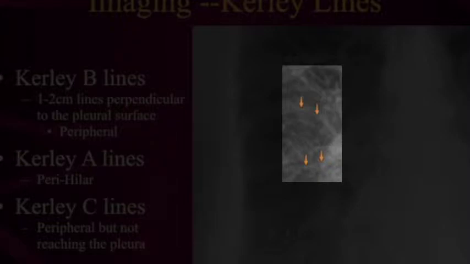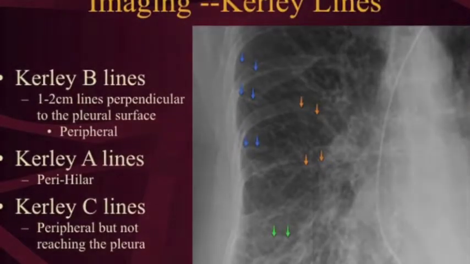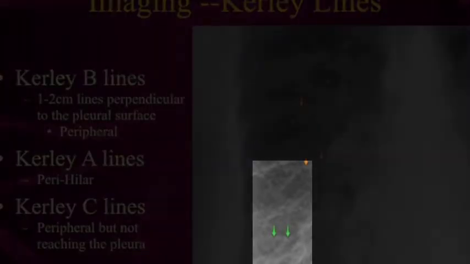I know you'll never be able to see those. You'll never see them on an actual chest x-ray. That's even hard to see here in my perfect example. Kerley C lines are peripheral but don't quite reach the pleura. They don't contact the hilum. They don't contact the pleura. These are Kerley C lines.